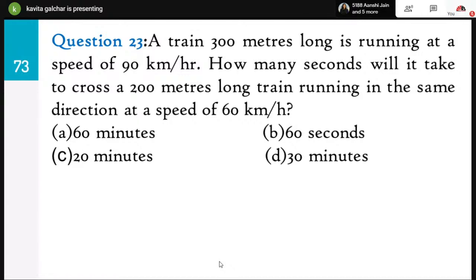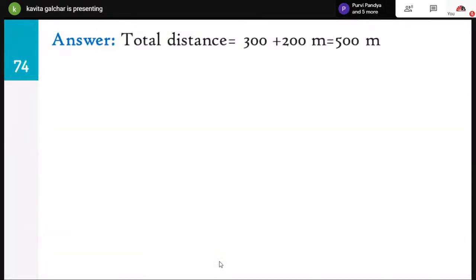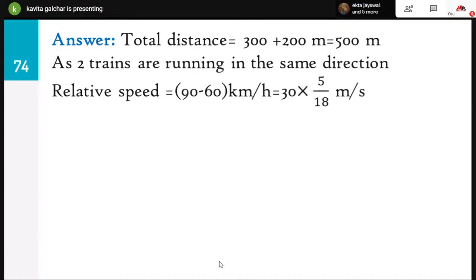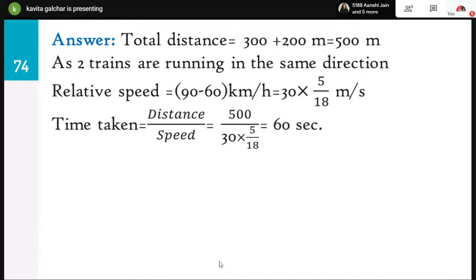Therefore, you will calculate the relative speed by subtracting both the speeds. The total distance will be 300 plus 200, that is 500 meters. Relative speed will be 30, but you need to calculate all the parameters in the same units. Therefore, to convert the speed from kilometer per hour into meter per second, multiply it by 5/18. So the time taken will be distance upon speed. By solving this, we will get 60 seconds. So, option B is true.